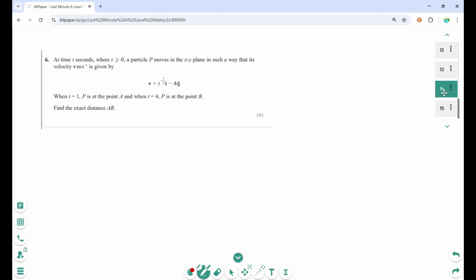Let's just have a brief look at the types of questions they could ask. So here you can see at time t seconds, okay, velocity is a vector, and crucially, the vector is in terms of t. Okay, so that tells you, okay, the vector's in terms of t, that means it's variable acceleration because as time changes, the vector's changing. So that means you need to use integration, differentiation.